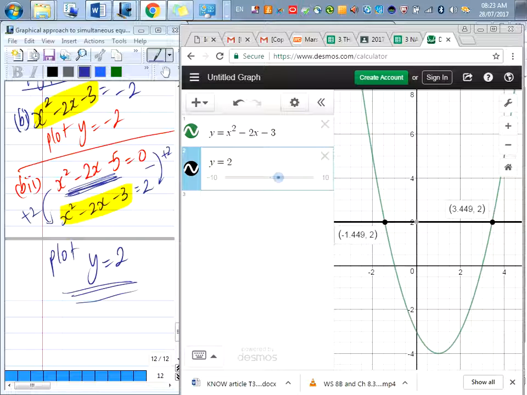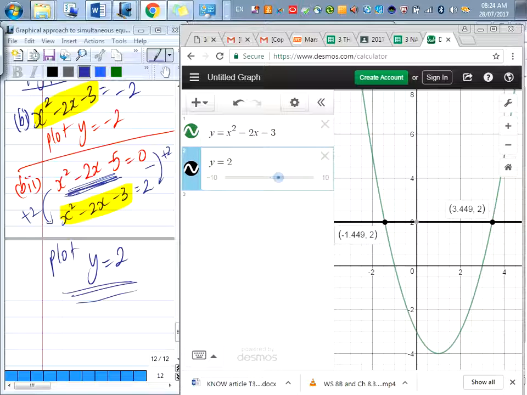For part 2, the parabola looks a bit different. x squared minus 2x minus 5, whereas what we plotted was minus 3, right? But now they have one that is minus 5. So we do not want to go through the trouble of plotting another parabola and plotting the graph of y equals 0 in order to find the solution. So what we can do is to change the equation from x squared minus 2x minus 5 equals 0.